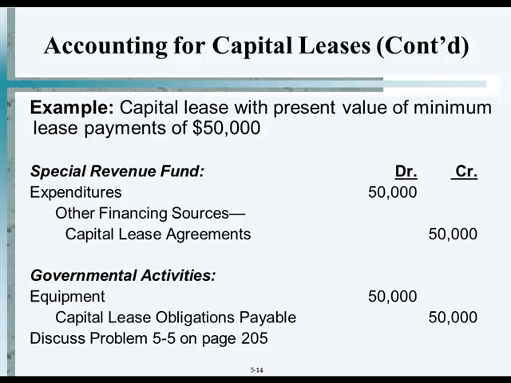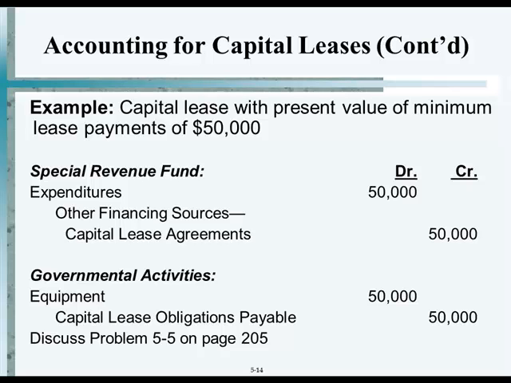This is how we record capital lease transactions, okay? So what kind of a fund is special revenue fund? A governmental fund, right? And that uses modified accrual basis. Look at how the transaction's recorded. The minimum lease payment is 50,000. Is there any cash involved? No, because if you look at this journal entry first, there is a liability that's created, right?